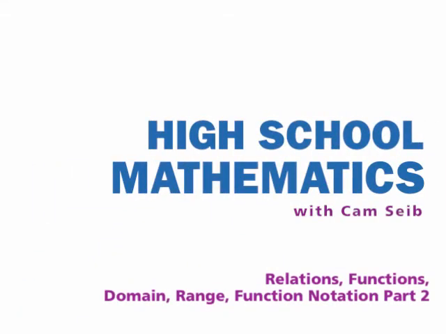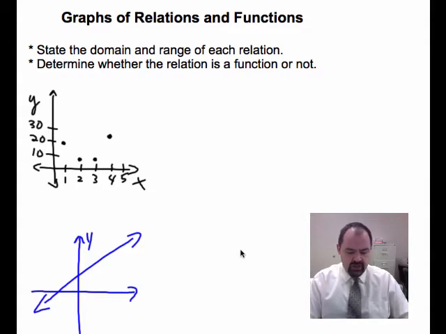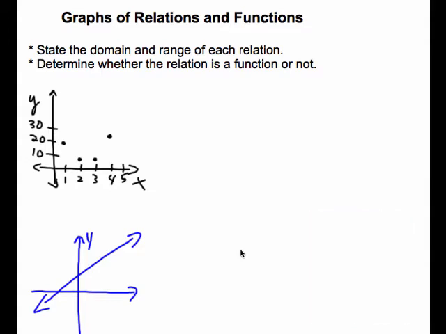Alright, in this video we're going to look at finding the domain, range, and whether a relation is a function or not for relations given in graph form. So in our first example we have a set of 4 points. There doesn't necessarily have to be an obvious pattern to a relation. Anything can be connected for some reason. The reason may not be obvious.